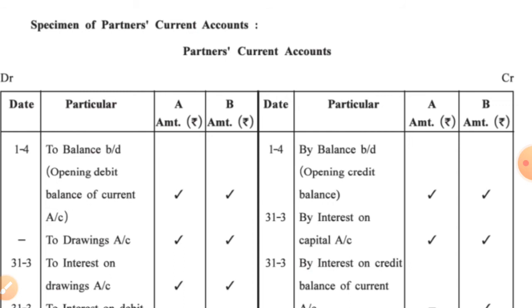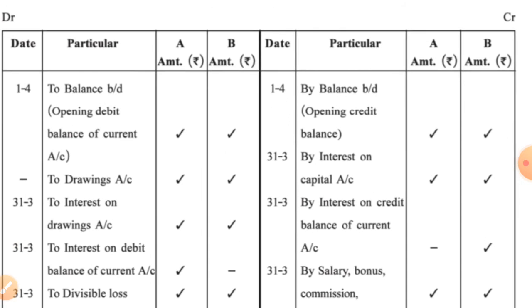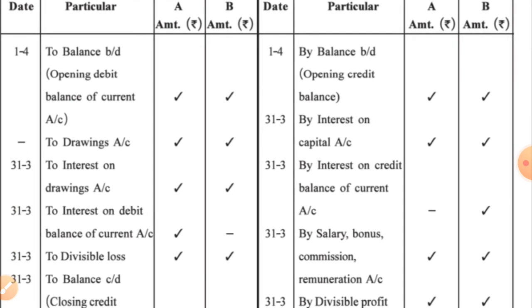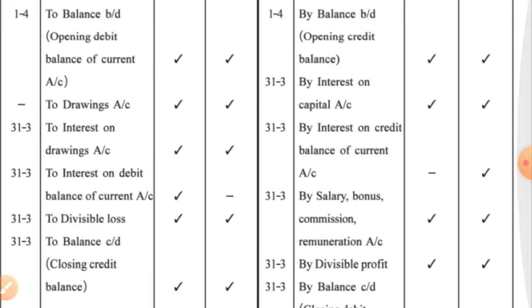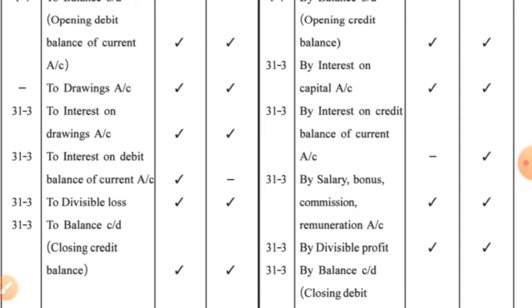Then afterwards, on the debit side, any kind of drawings and interest on debit balance of current account will be recorded. And on the credit side, capital, interest on credit balance of current account, any kind of salary, bonus, commission, or remuneration. That is one kind of income for that particular partner, but we are recording it in the P&L appropriation account on the debit side, because from the firm's point of view, it is an expense that is to be paid by the firm to the particular partner.